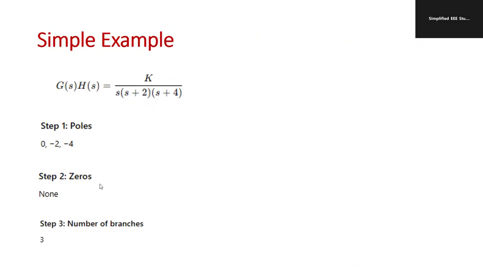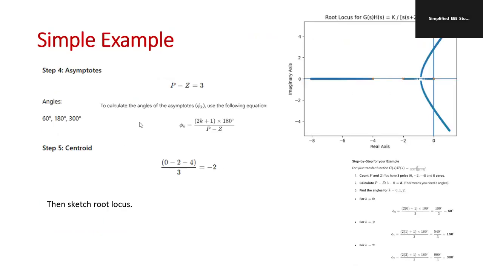See, we can make use of this formula: (2k plus 1) into 180 by P minus Z. Put k equal to 0, 1 and 2 because we have 3 asymptotes. So you have to calculate the angle of asymptote whenever k is equal to 0, k is equal to 1, and k is equal to 2. Calculation of centroid: summation of poles minus summation of zeros divided by number of poles minus number of zeros. So the calculation of centroid will be done.